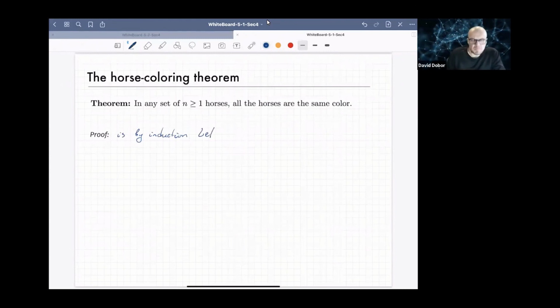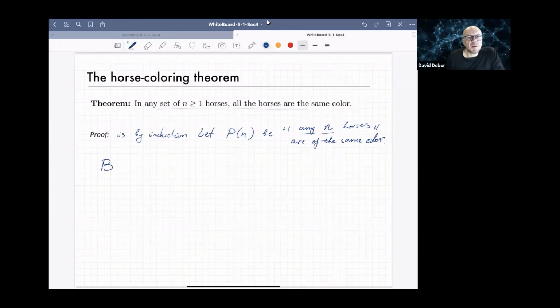Let Pn, I'm following the template just as before, Pn be the proposition: any n horses are of the same color. That's my Pn. Same color. Okay. Now I have my proposition. It's indexed by n. So I'm going to start with the base case.